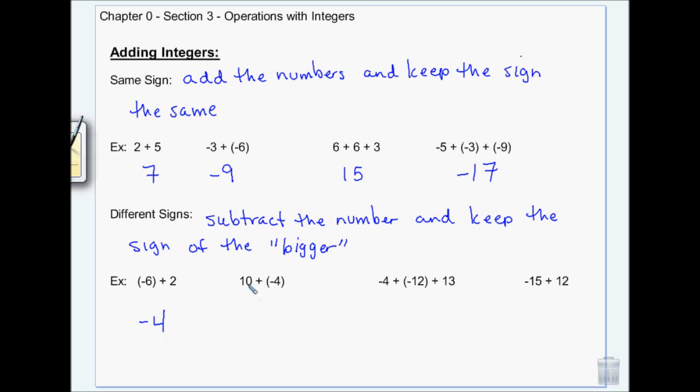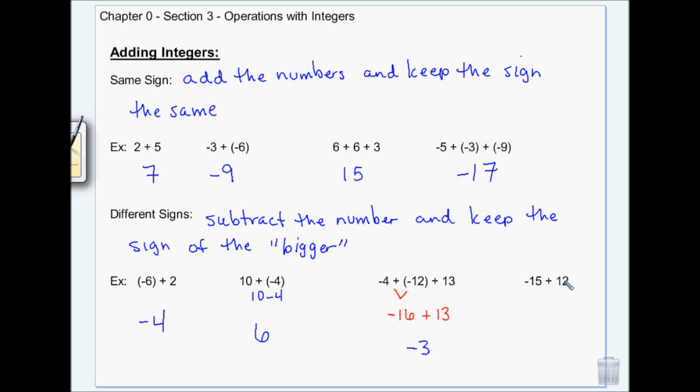Okay. 10 and negative 4. This is the same as 10 minus 4, if you want to look at it that way. So that's 6. The 10 is bigger, so my answer is positive. Okay. Here I have 2 the same and 1 different. So I'm going to combine these first, the same ones. Negative 4 and negative 12 gives me negative 16. And then I have a positive 13. And now I am going to subtract because they're not the same. So 16 minus 13 is 3. The 16 is negative, so is my answer.